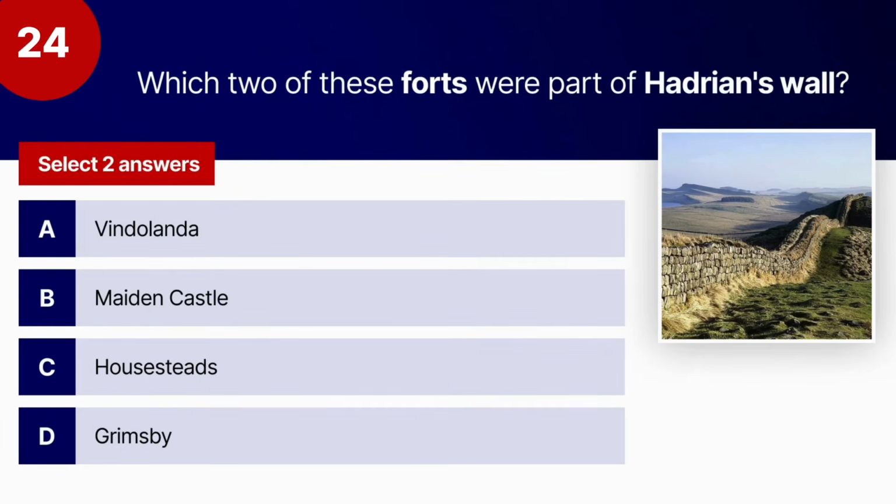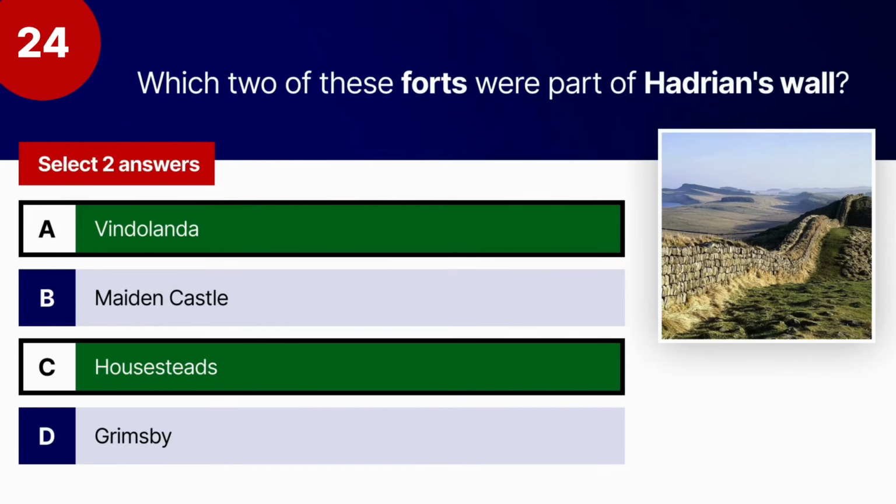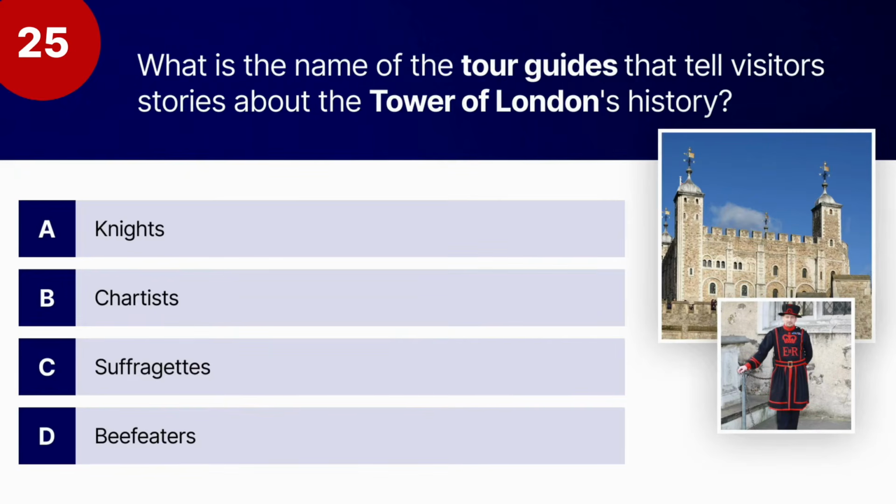Which two of these forts were part of Hadrian's Wall? A. Vindolanda. B. Maiden Castle. C. Halsteads. D. Grimsby. The answers are A. Vindolanda and C. Halsteads.